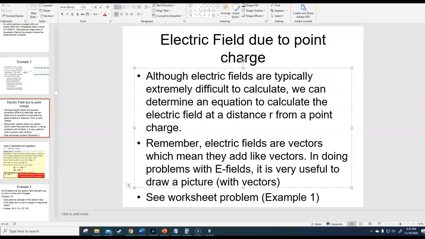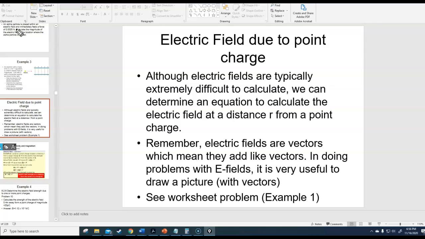And so what we're going to focus on is finding an equation that allows us to calculate the electric field strength due to a single point charge at a distance r. Because remember, it is charged particles that give rise to electric fields, and so every charged particle has its own electric field. And so we're going to derive an equation for that, and the derivation looks something like this.